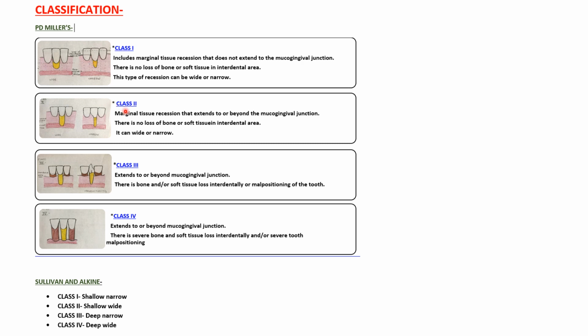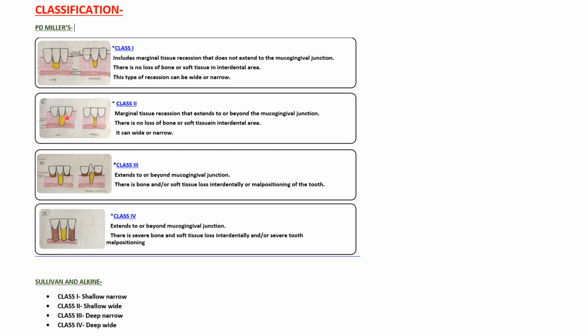Then class 2 is when the marginal tissue recession extends to or beyond the mucogingival junction. So over here, as you can see, it extends beyond the mucogingival junction, and again in this there is no bone loss or soft tissue loss in the interdental area.